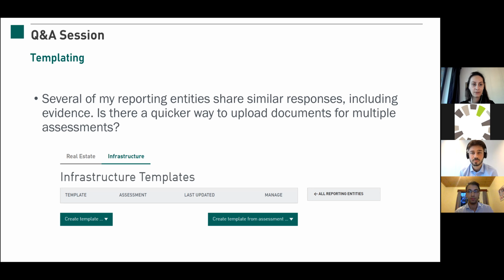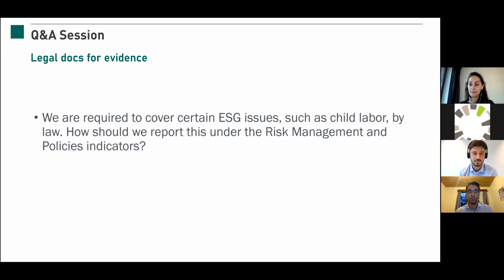This is the case in many jurisdictions, especially in developed countries, that certain ESG issues are already covered by law. In this case, child labor might already be something that companies must not do as a legal requirement. So how should an entity in such a situation report this under the risk management and policies indicators? What will your answer be there, David? Yeah, so indeed, also another very common occurrence, particularly in the developed markets.